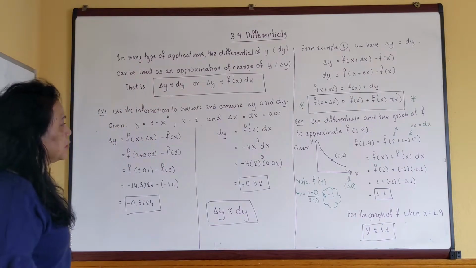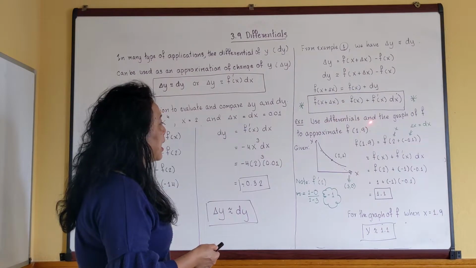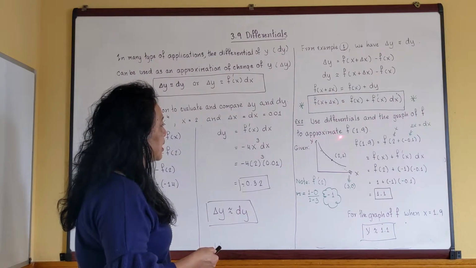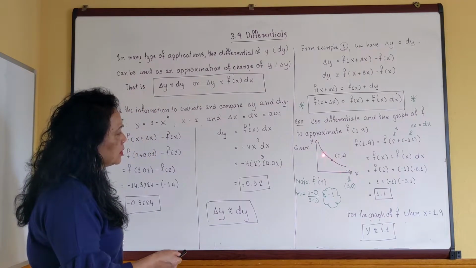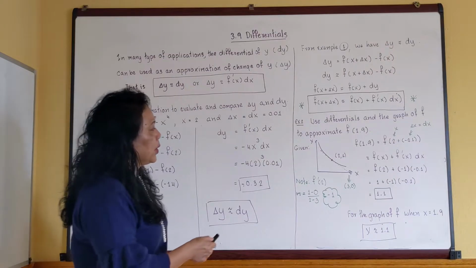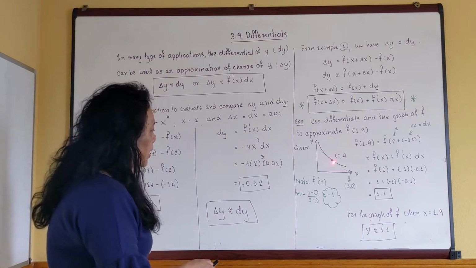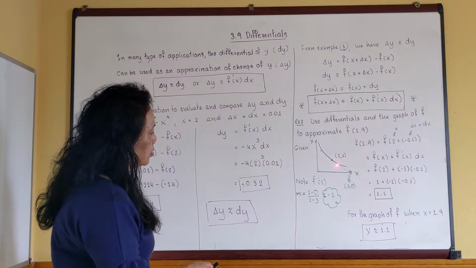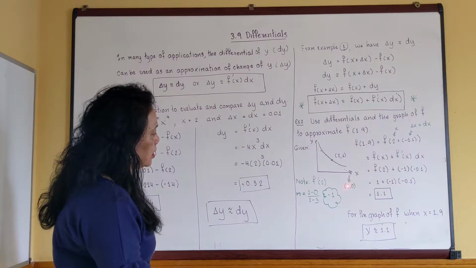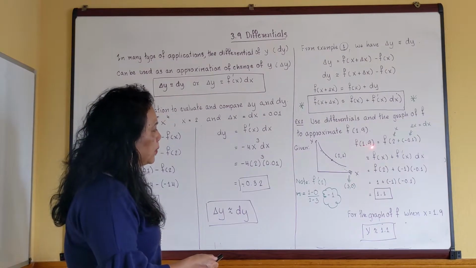Now let's look at example 2. Use differentials and the graph of f to approximate f of 1.9. I have this graph here, as you can see. They want to know when x is 1.9, what is y? And this point is (2, 1). I have a tangent line here, going to this point, and then it crosses the x-axis at (3, 0). Now, they want to know f of 1.9.